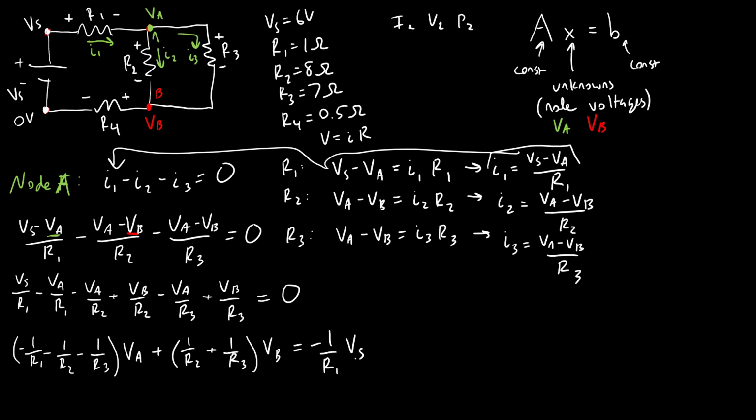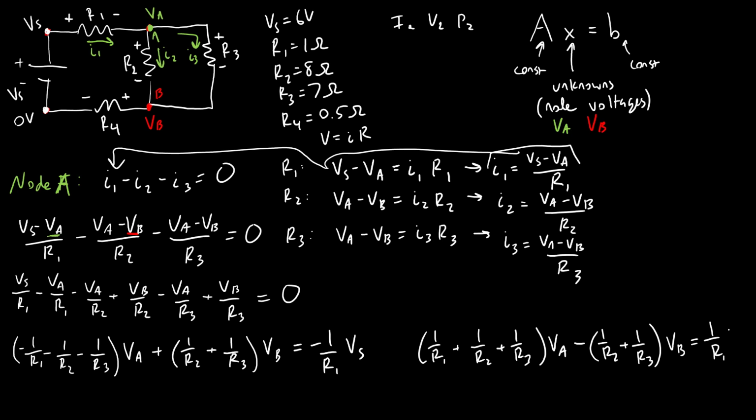And I guess if all of those minus signs bother you, you could flip the sides of this equation and write this. So I'm going to add this to both sides and subtract these from both sides. You could write this as 1 over R1 plus 1 over R2 plus 1 over R3 times Va minus 1 over R2 plus 1 over R3 times Vb equals 1 over R1 times Vs.